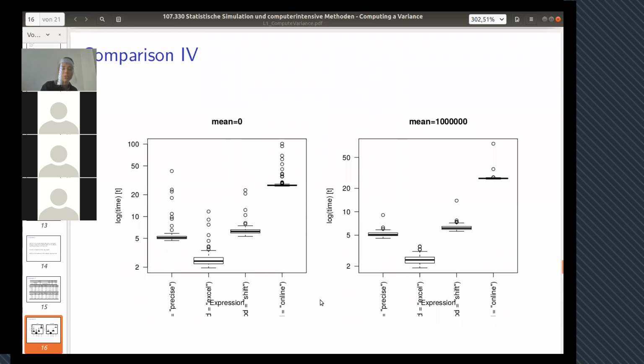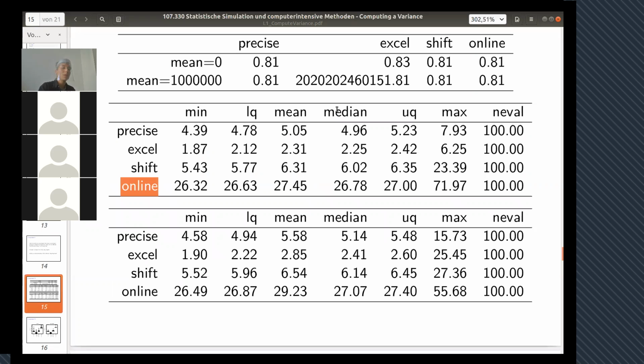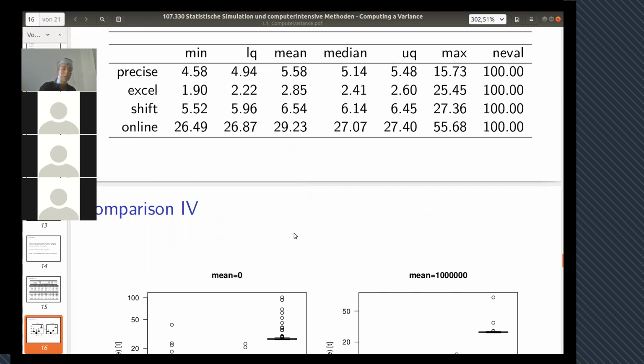Also, the computation times, here the log computation times for the different algorithms with the different means. Excel beats them all regarding computation time, but not regarding quality of our outcomes.